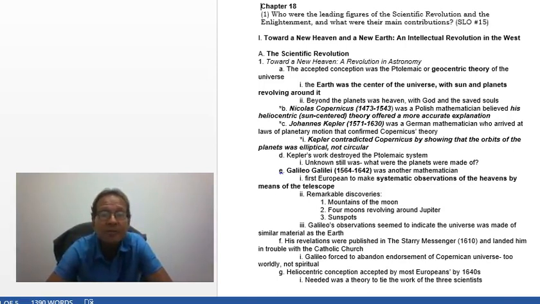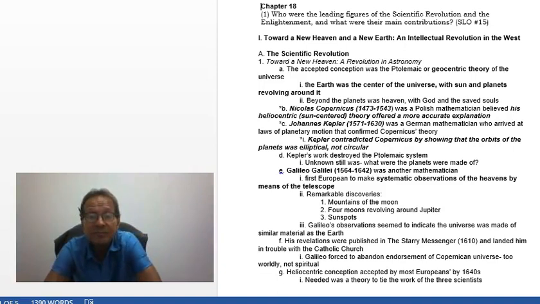Galileo was another mathematician. He was one of the first to make systematic observations of the heavens by means of telescope. And that was a key technological development of the time. They were able to grind better glass, and as a result of that, the telescopes that were constructed were much more effective and magnified things much better than what they had previously had prior to the 14th and 15th centuries.